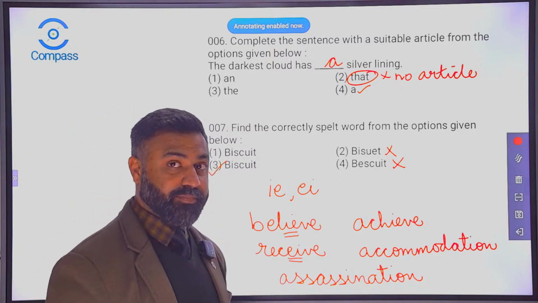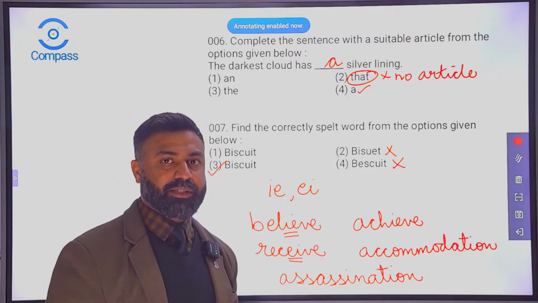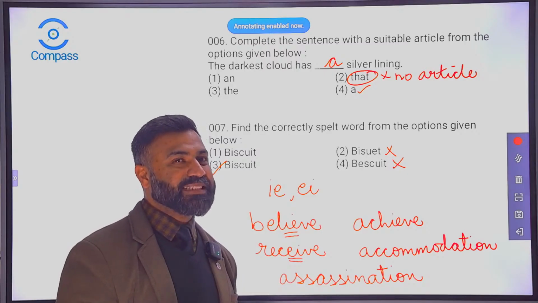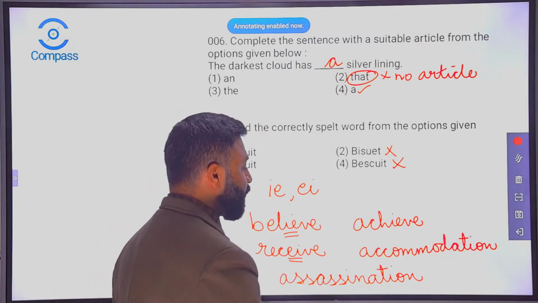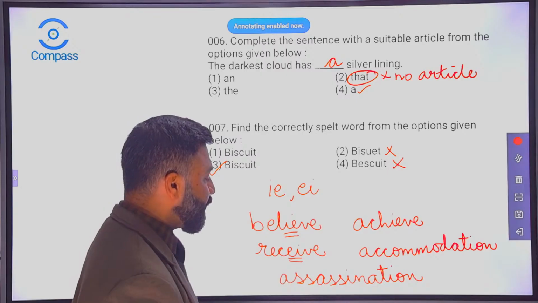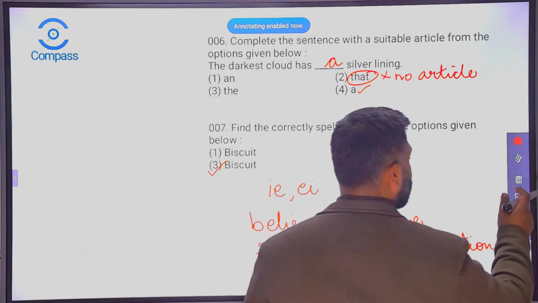How can you learn? Start with simple words. Confusing simple words can be easily learned. Then you can come to such long words, accommodation and assassination, and so on. Right. So this is how we do it.